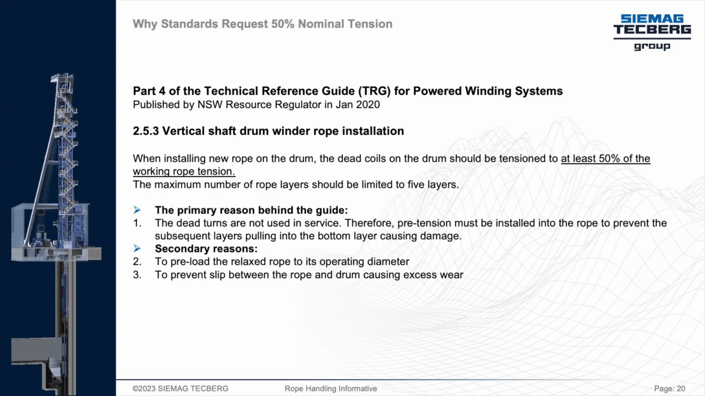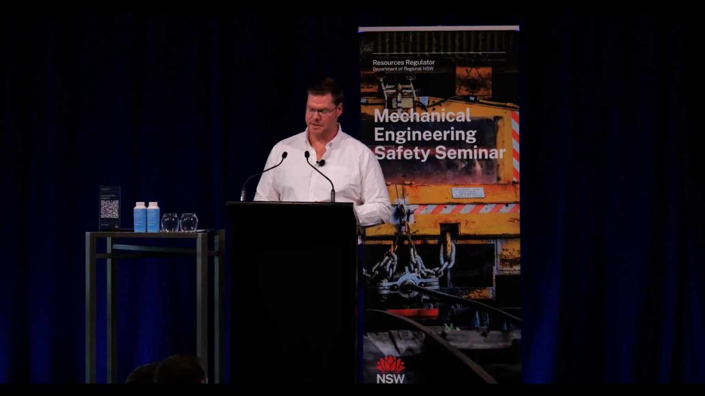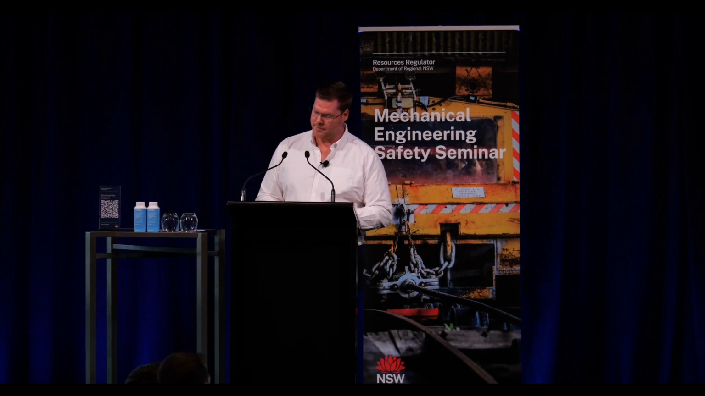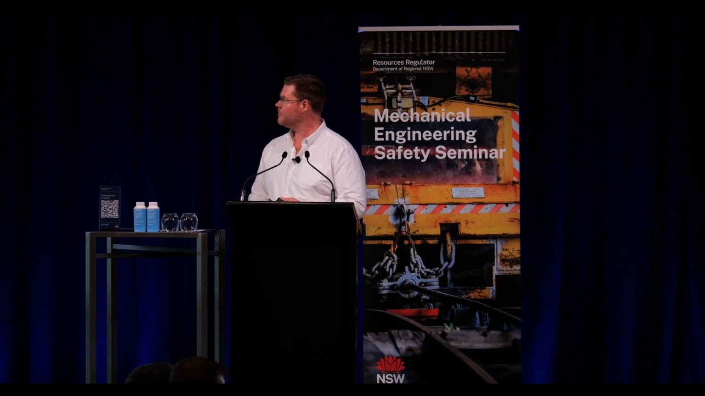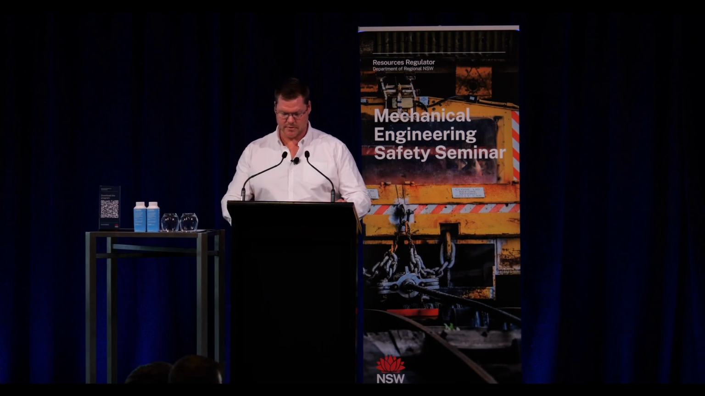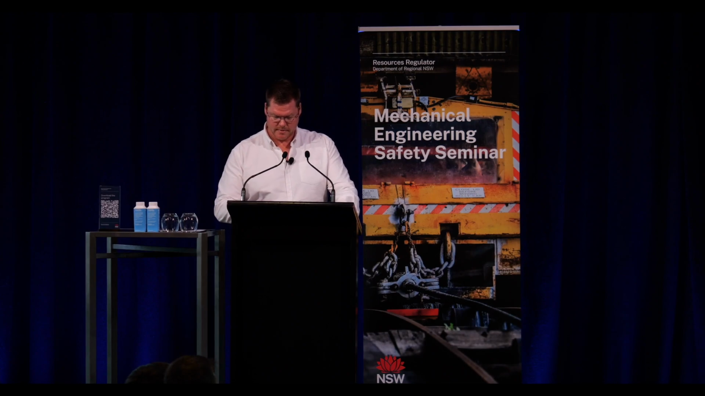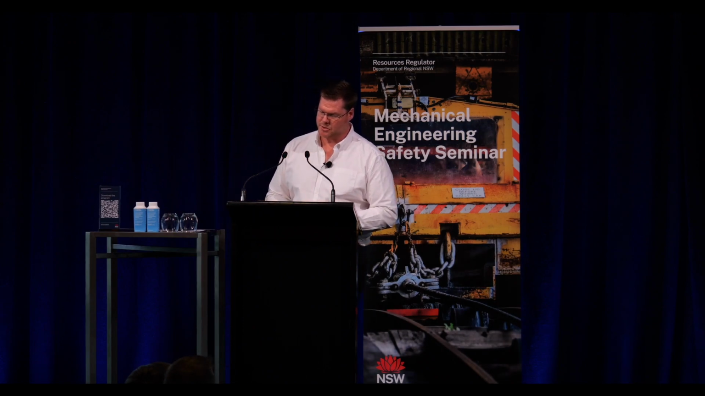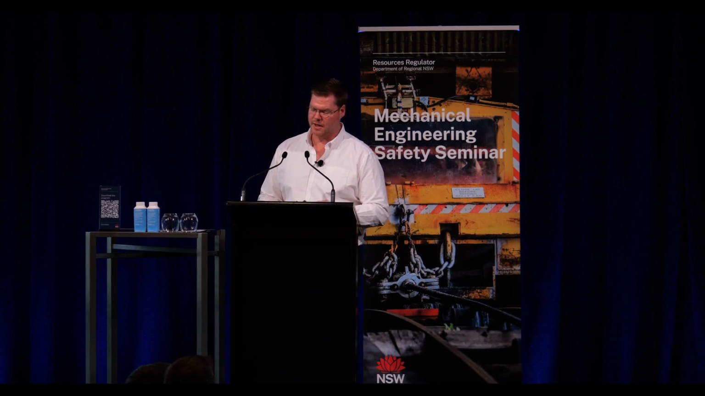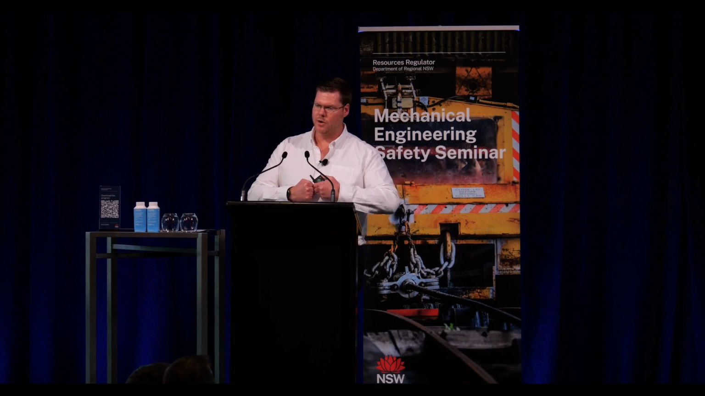So I mentioned before about the 50% nominal tension. It's in the TRG that there is a requirement to have 50% nominal tension on the actual dead turns of a drum. In particular, the primary reason behind the guide is that the dead turns are not used in service. So pre-tensioning must be installed into the rope to prevent the subsequent layers pulling into the bottom layer, causing damage.